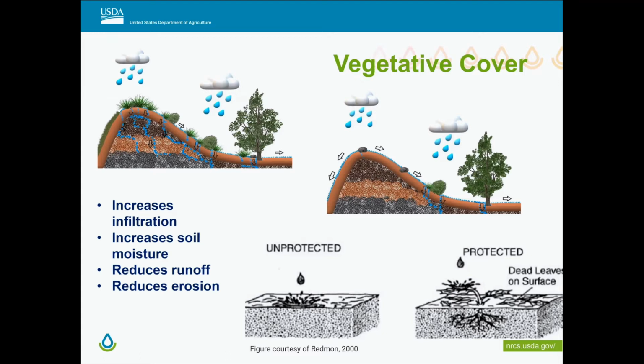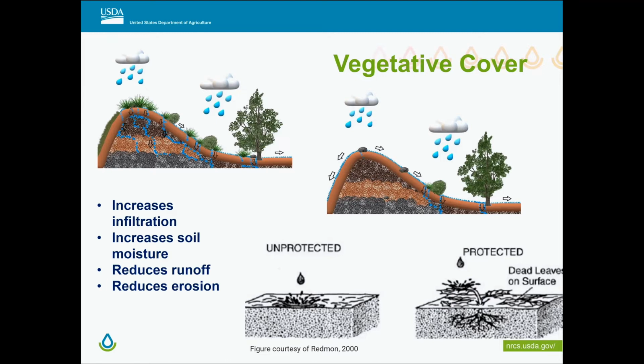Now, the second big soil health idea that vegetative cover contributes to is protection of the soil surface. This is down here in these black and white images that I took from a published paper, Redmond 2000. The concept to think about with this is just like an umbrella.